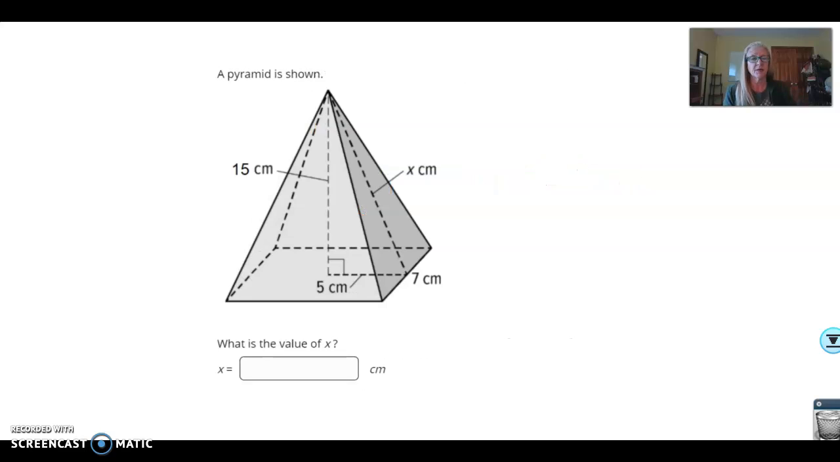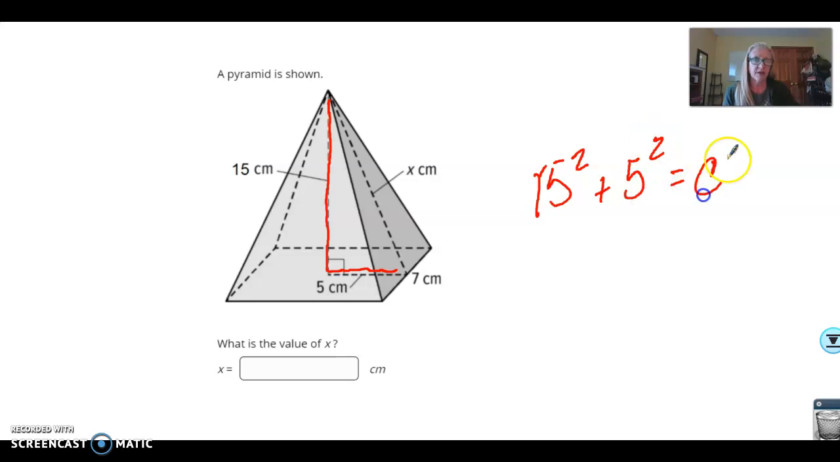Last example is a pyramid. This is actually interesting because they've given you a number you didn't need. They've thrown this 7 centimeters in here. It really doesn't help you. All you needed were the legs. This leg is 5, and this leg is 15. So when you're solving this one, don't use that 7. It's not part of the problem. You don't really care what that distance is. So you would do 15 squared plus 5 squared equals c squared. Just like the other problems, figure out what these two are equal to, add them together, and take the square root of the number.